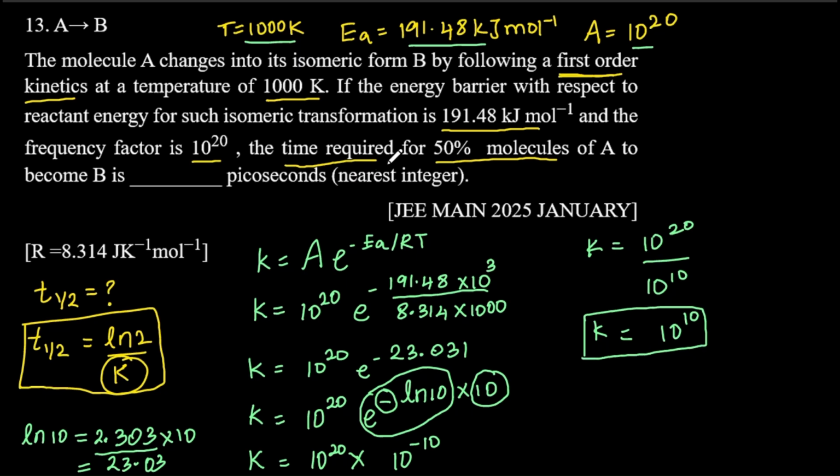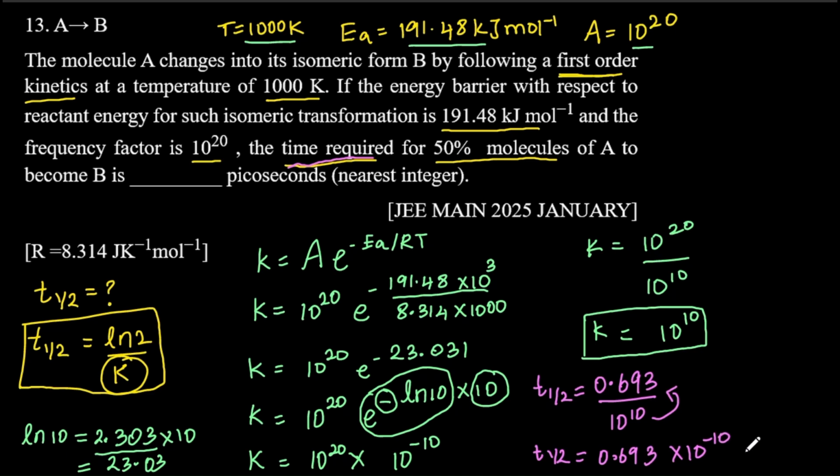Now in the question you have to find the time required for 50% molecules of A to become B, that is T half. So T half is equal to ln 2, which is nothing but 0.693, divided by K value we have found as 10 power 10. So this 10 power 10 will go to the numerator. So T half is equal to 0.693 into 10 power minus 10. That's all. But here they are asking to find the answer in picoseconds. Pico is 10 power minus 12. We got the answer in 10 power minus 10.